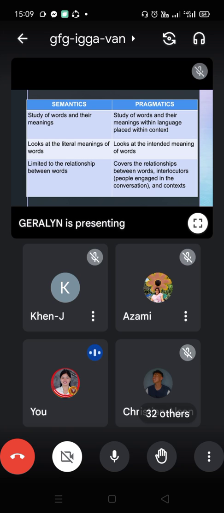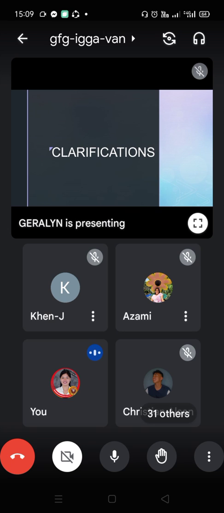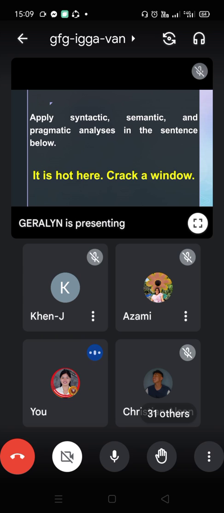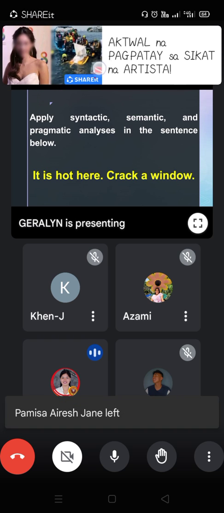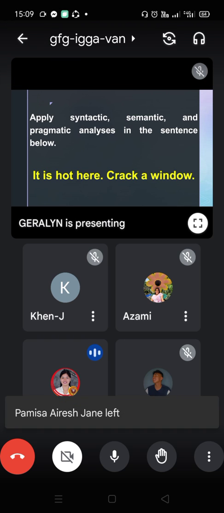Sige, di man mo mangutana no. Maayo siguro ako na lang mo check kung nakasabot ba kay murag kung walay mangutana nakasabot man jud na. So try nato kung nakasabot ba jud. Let's try it. Please apply syntactic individually ha, semantic and pragmatic analysis in the sentence below. We have two sentences here.